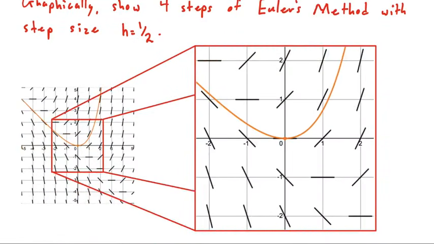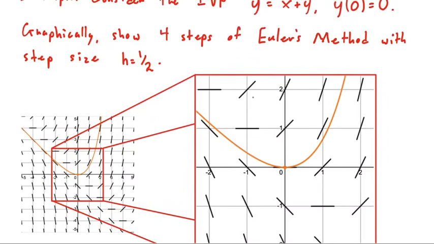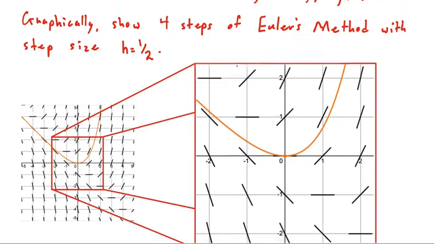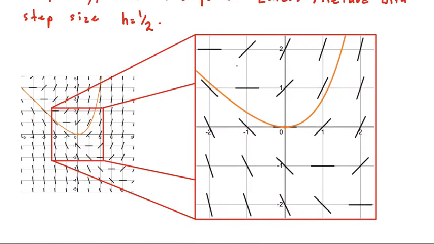Here's the picture of the solution curve for this differential equation. There's the slope field with the solution curve passing through the origin. And we're zooming in on this small section near the origin to better visualize what Euler's method does. We want to use 4 steps of Euler's method with step size 1/2. Now, we still haven't discussed what Euler's method actually is, so let's talk about what Euler's method is.